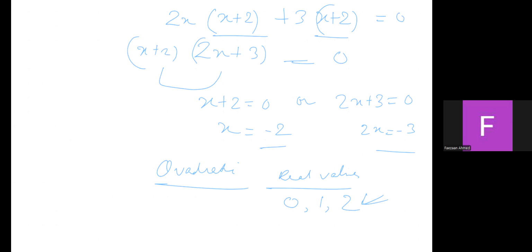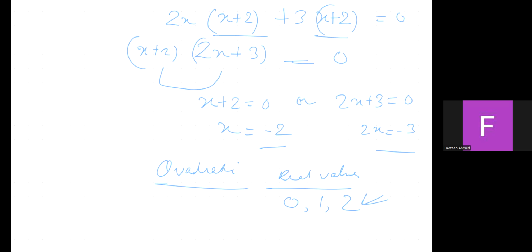Okay, a quick overview of what we have done. Quick recap, basically. We have done how to identify the standard form. A quadratic equation has a standard form, ax squared plus bx plus c. You need to know whether a quadratic equation is in the standard form or not.